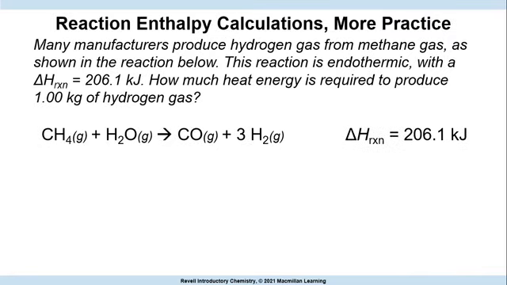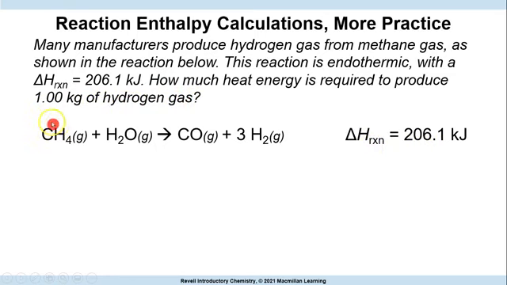Now let's look at this other calculation. Many manufacturers produce hydrogen gas from methane gas as shown in the reaction below. This reaction is endothermic with a delta H reaction of 206.1 kilojoules. How much heat energy is required to produce 1.00 kilograms of hydrogen gas? If you look at the balanced equation here, you see that 3 moles of hydrogen gas gives 206.1 kilojoules.